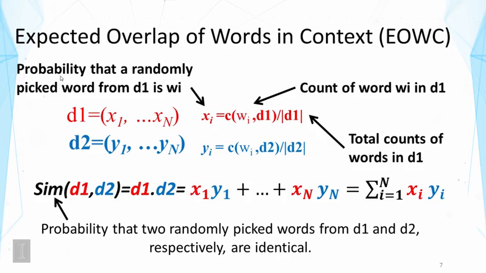Now you might want to also take a look at the exact formulas and see why this can be interpreted as the probability that two randomly picked words are identical. Right? So if you just stare at the formula to check what's inside this sum, then you will see basically in each case it gives us the probability that we'll see an overlap on a particular word, wi, where xi gives us the probability that we'll pick this particular word from d1, and yi gives us the probability of picking this word from d2. And when we pick the same word from the two contexts, then we have an identical pick. Right? So that's one possible approach, EOWC, expected overlap of words in context.